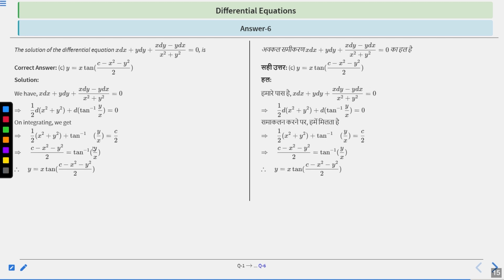Right? y is equal to x tan of (c minus (x square plus y square) upon 2) is the right answer. Therefore, option C is the right choice. Got it? Option C is the right choice.